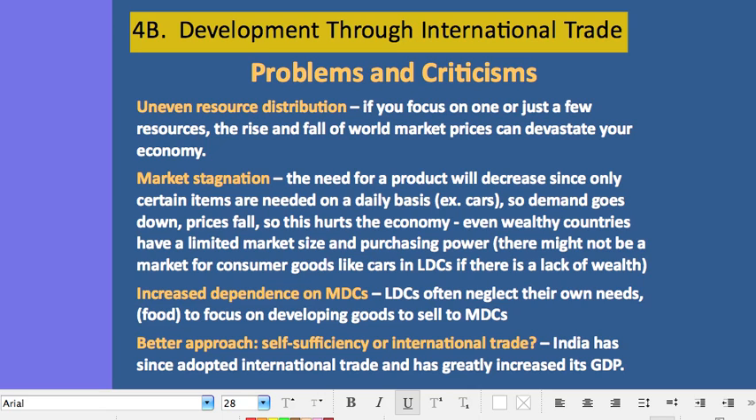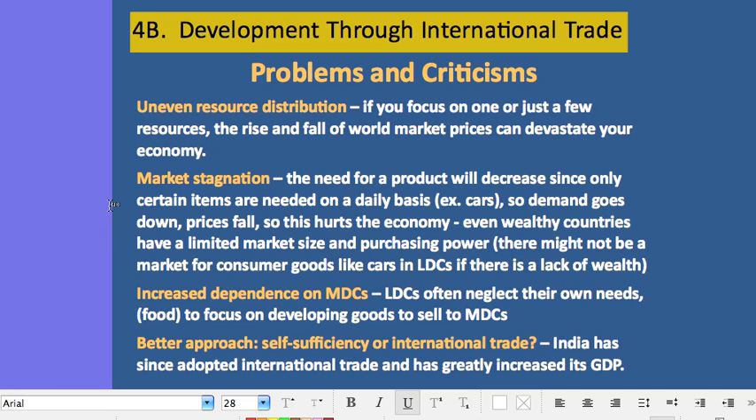The problems with this international trade would be that at the very beginning there's this uneven resource distribution. You are focusing on just one or maybe 2 resources or products, and again, if there is a drop in the world market price or there's a natural disaster that destroys that industry, it can devastate a country's economy.